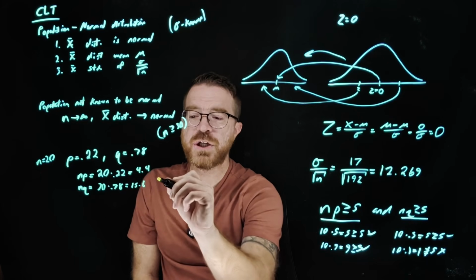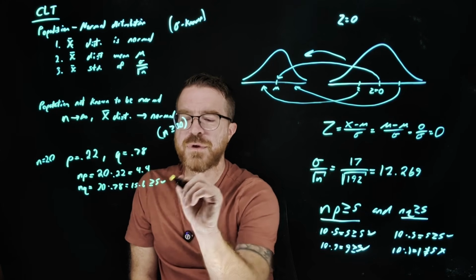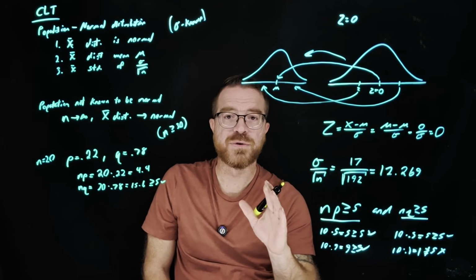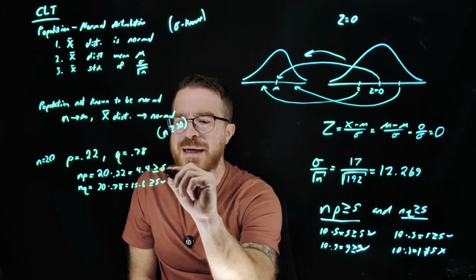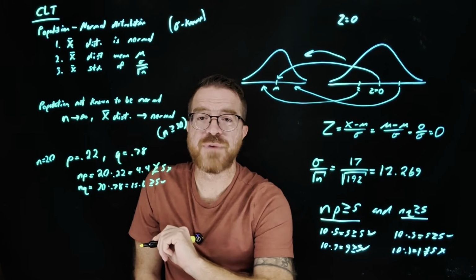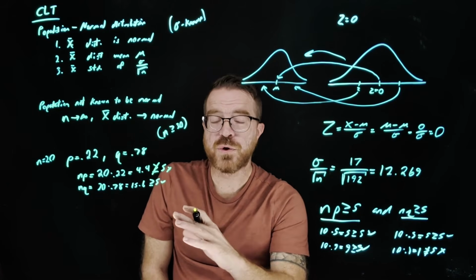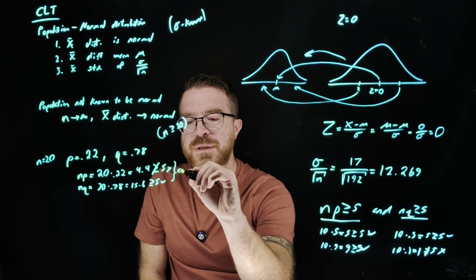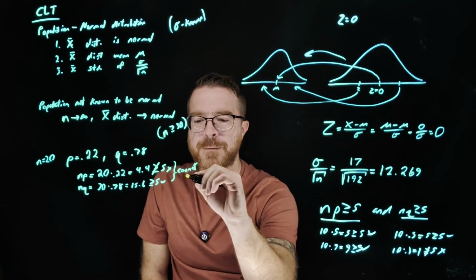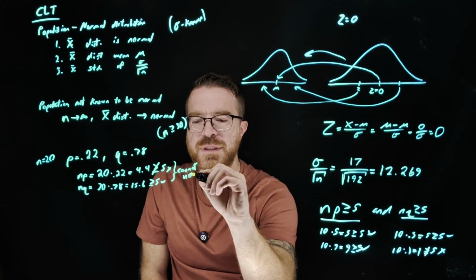15.6. So the nq is large enough to say, yes, it looks like we're going to use our normal distribution. But our np is not greater than or equal to 5. This one fails. Both of them must be true in order to use a normal approximation. So this means we cannot use Z.